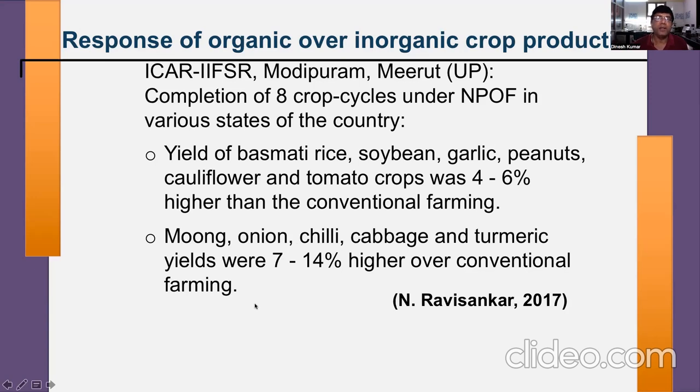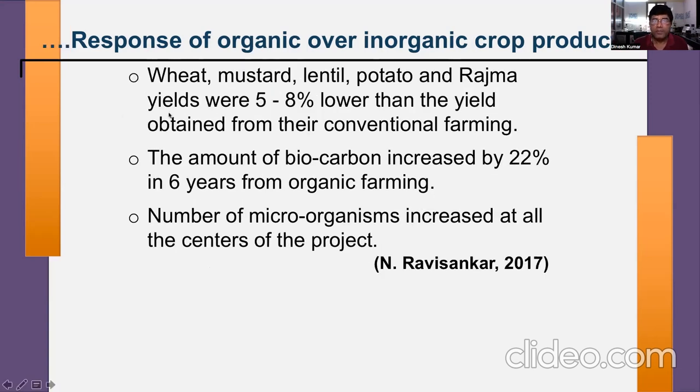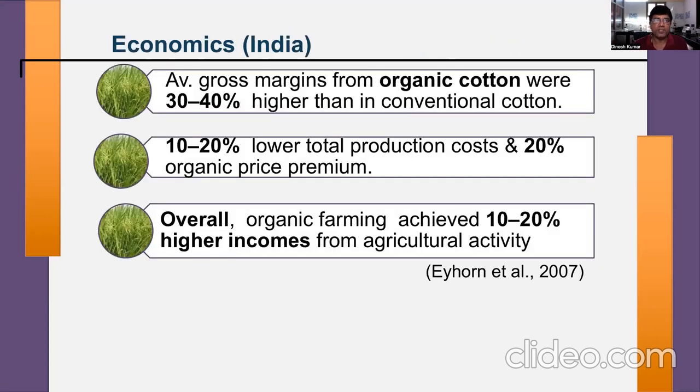So you can get a fair idea of how to reply when you are asked about the productivity or yield of crops in organic farming compared to conventional. Wheat, mustard, lentil, potato, and rajma yields were 5 to 8% lower than those obtained from conventional farming. So here you get lower yield. The amount of organic carbon increased by 22% in 6 years from organic farming, and the number of microbes increased at all the centers of the project. So these are the yield comparisons.